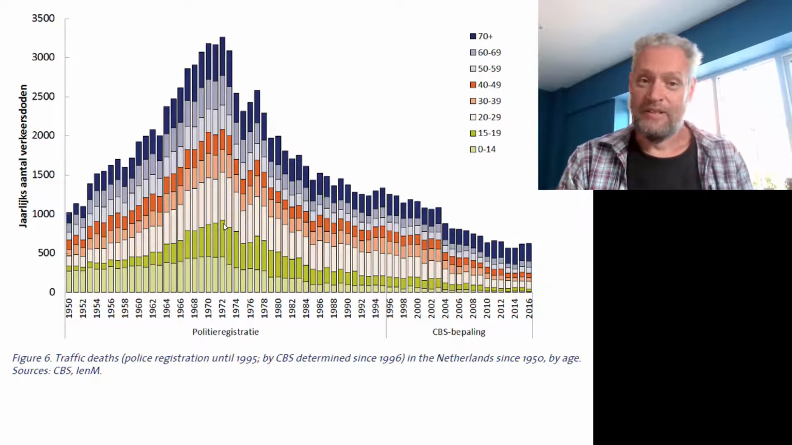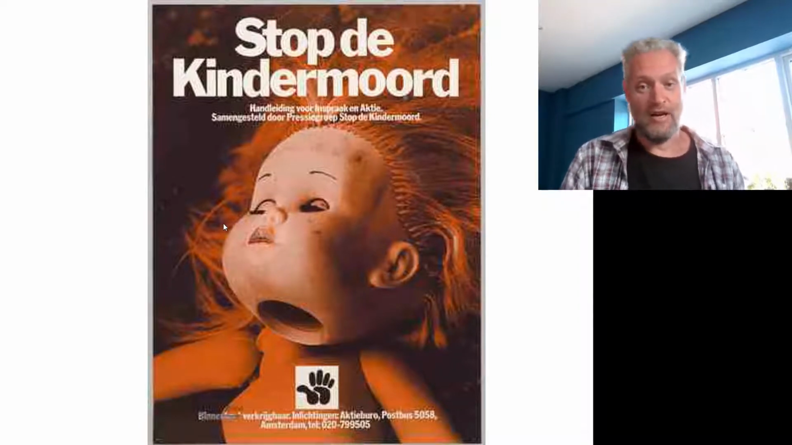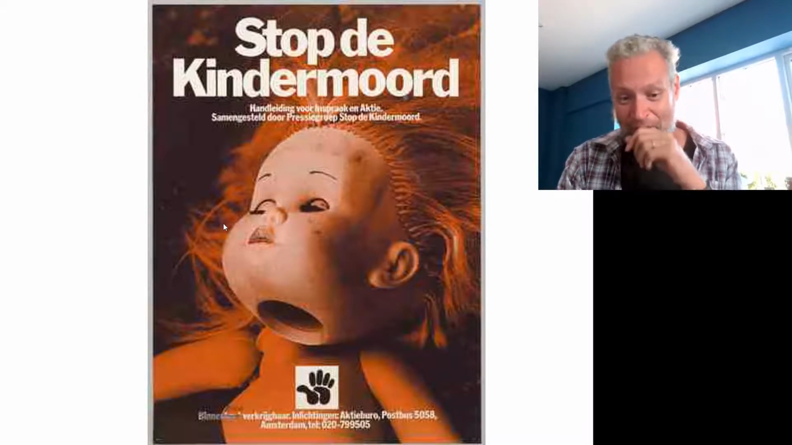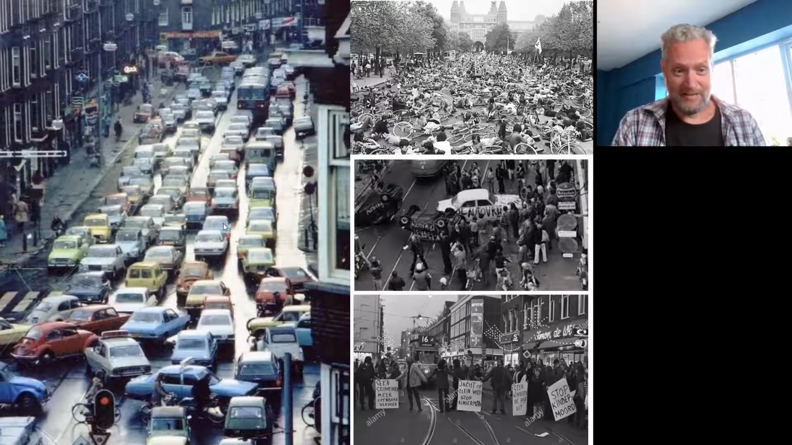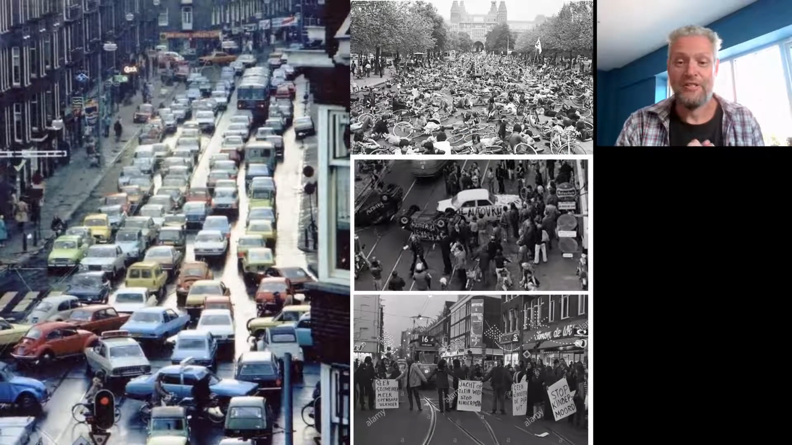And then the child of a particularly influential journalist got killed, and he started this campaign, Stop the Child Murder. And that is what it was called, child murder. No euphemisms there. And that led to widespread protests. Here are more pictures of Amsterdam, where people were just blocking the streets by putting the bikes there. Confrontations with drivers that almost turned violent, and in a few cases did turn violent, and blockades of streets and everything. This was a very bottom-up, very grassroots type of movement.